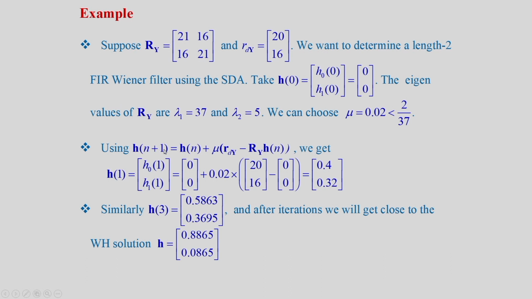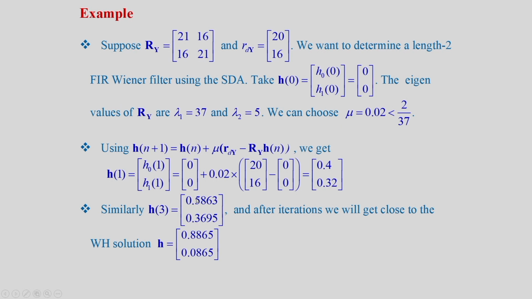Using h of n plus 1 is equal to hn plus mu times Rdy minus Ry into hn, we get h1, that is h0 of 1, h1 of 1, equal to the initial value 0, 0 plus the multiplier 0.02 times the Rdy vector, that is 20, 16, minus Ry into hn, which is 0, 0 only. If we carry out this computation, we get 0.4, 0.32. So, the h1 vector comprises 0.4 and 0.32.